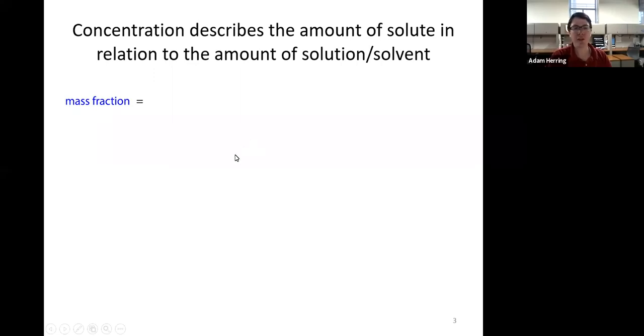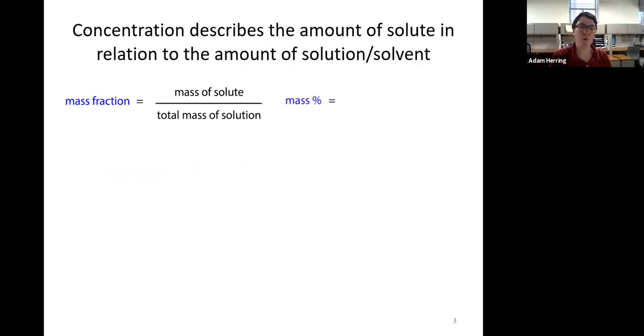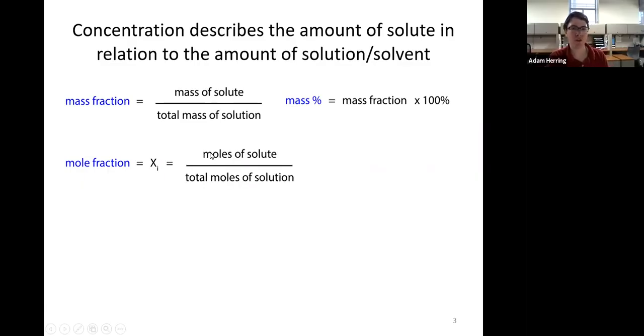One of those units is mass fraction. This is defined as the mass of the solute per total mass of the solution. We can also describe the mass percent by taking the mass fraction and multiplying it by 100%. The mole fraction, which we've already seen, is defined as the moles of solute over the total moles of the solution.